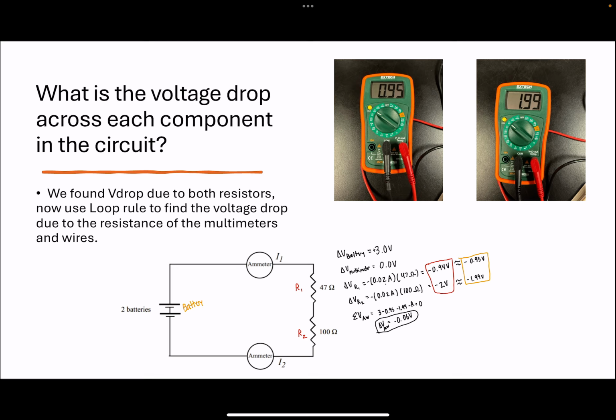What is the voltage drop across each component in the circuit? We found the voltage drop due to both resistors, and we can do this using Ohm's law. We compare this to what we get in the lab. There is very little difference between what we got theoretically and what we got physically. But there's also resistance in the ammeters, the battery, and the wires. So we had to use the loop rule, set all the voltage drops equal to 0, and that's where we found the voltage drop due to the extra resistance supplied by the wires, the battery, and the ammeter.